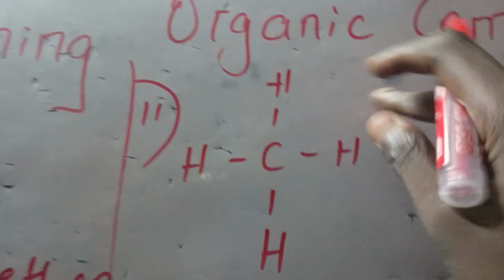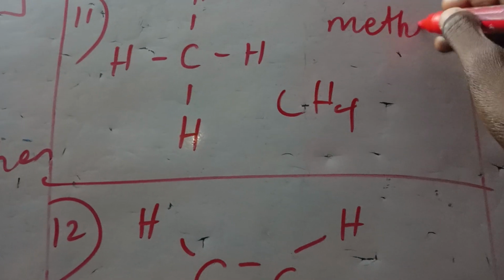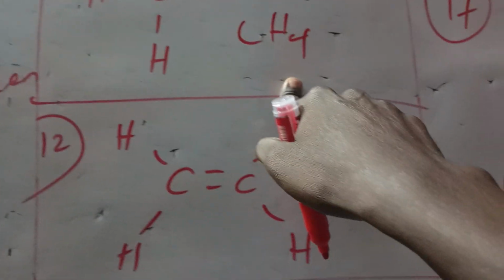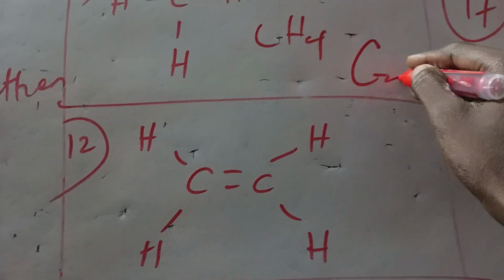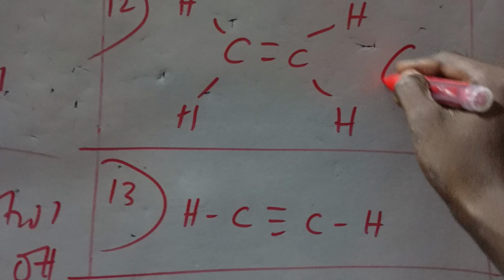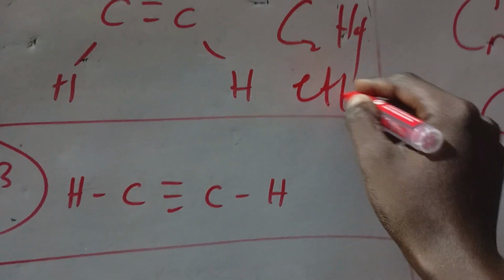Number 11, this is the simplest alkane that we have. This is just CH4, and this is methane, a major constituent of cooking gas with propane. Simplest alkane, methane. Now this one, we have something like this, 1, 2, double bond. This is just C2H4, and this is ethene.